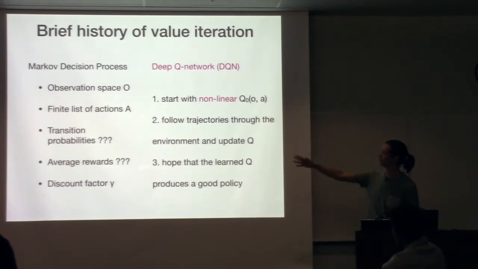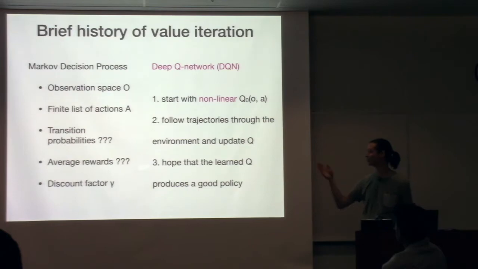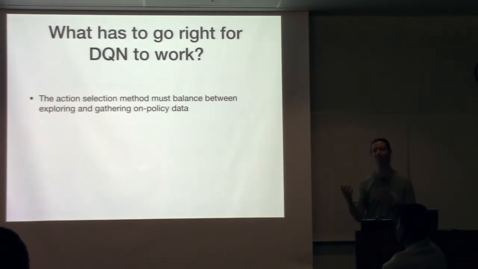So as we've gone through these past slides, you've seen the MDP side of the slides has changed quite a bit. We no longer know the transition probabilities, average rewards, and the state space has turned into observation space. And it's now the right-hand side with the algorithms has gone from having very nice guarantees to kind of hoping that things work. And so what has to go right if we apply DQN so that it actually finds the optimal policy? So I mentioned this a little bit before, but we have to select actions so that we can balance between exploring, which means we visit each state action pair infinitely many times, or gathering on-policy data, which is necessary to allow us to learn the value function.